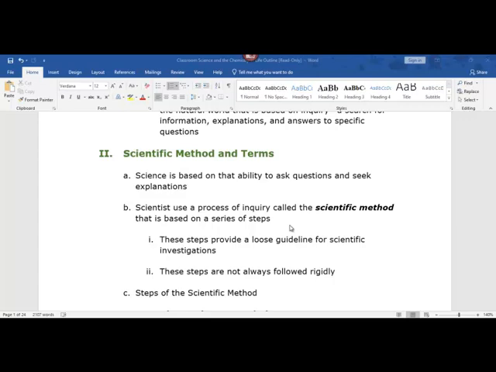And you can't just show up at a scientific gathering, or in this case, nowadays you want to apply for things to be published. Well, you can't just say, look, I just found this thing. You have to show the series of steps that you followed. So like it says here, it's kind of a loose guideline for scientific investigation.